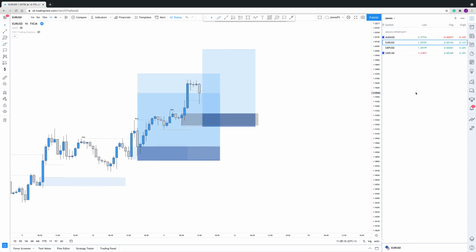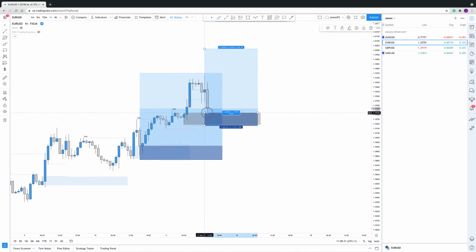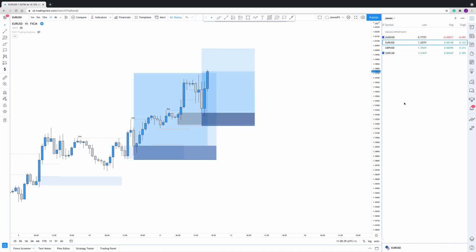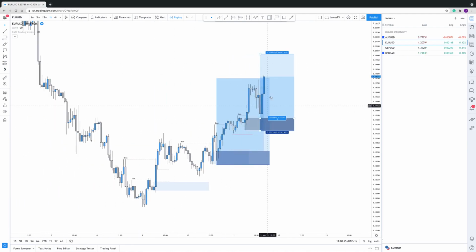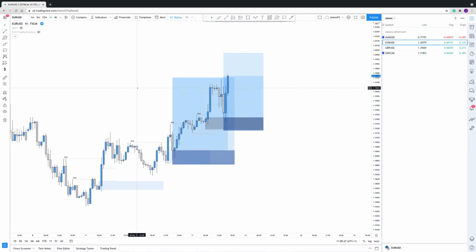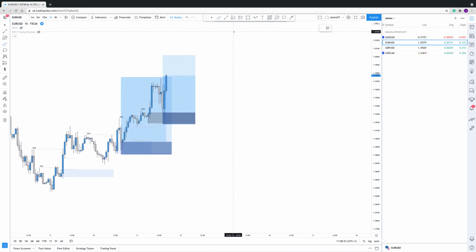Okay, so we've mitigated that imbalance and we have this wick, we wicked above, closed below. We've now tapped into our order block. So if we took this trade, we would be tagged in. So let's see what happens. Okay, so there we go. We tap in and we go. I didn't actually know this was going to happen, but this is just the power of order blocks. Price just moves based on order blocks.